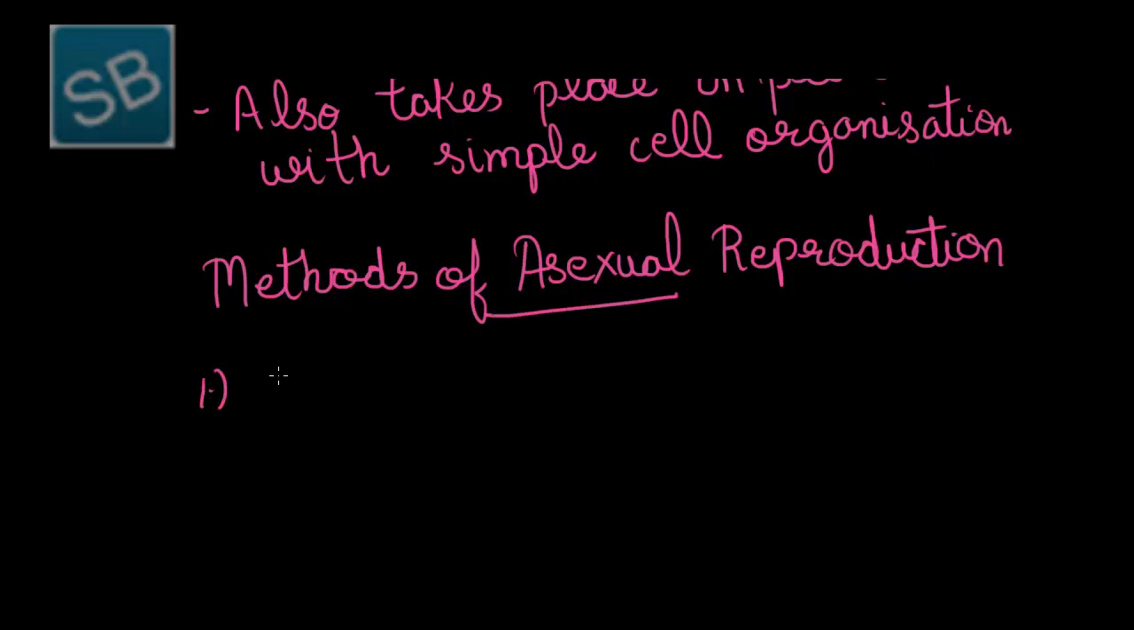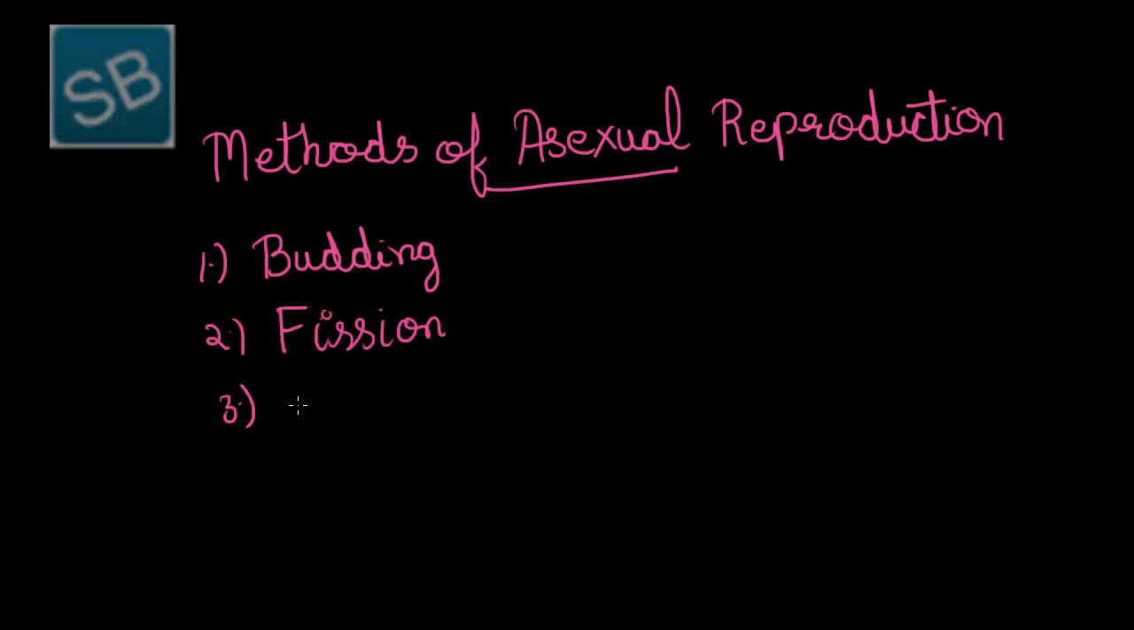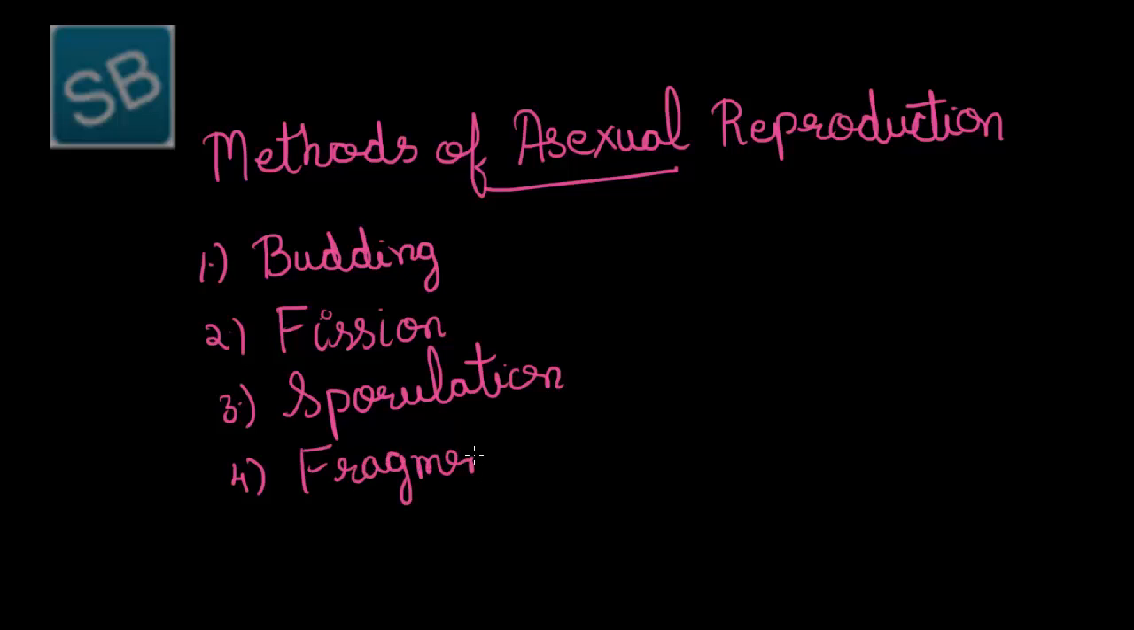In this unit we will study budding, fission, sporulation, and fragmentation, for both plants and animals. So let us begin our study first with the asexual reproduction methods in animals.